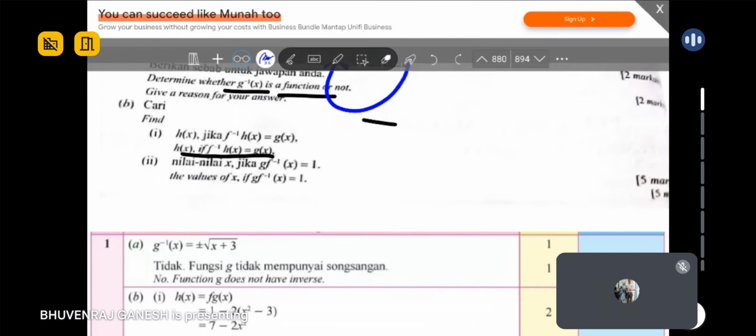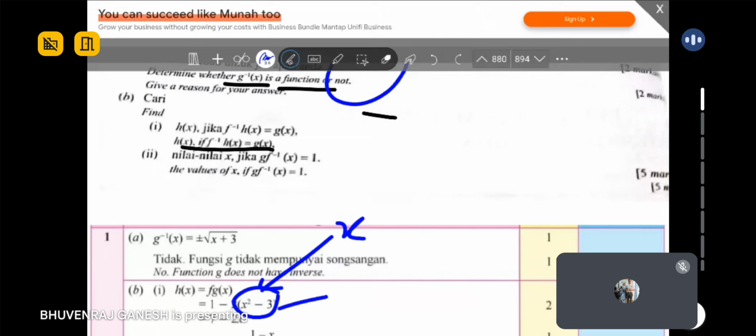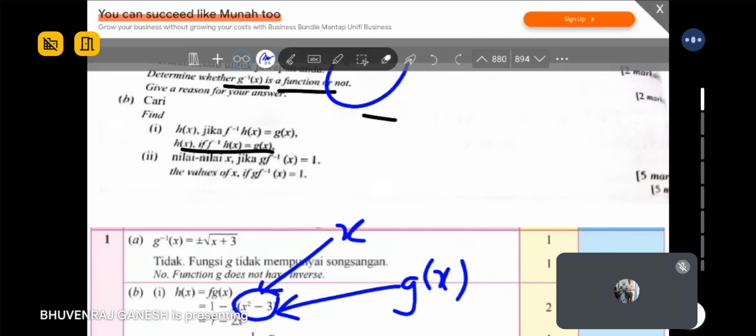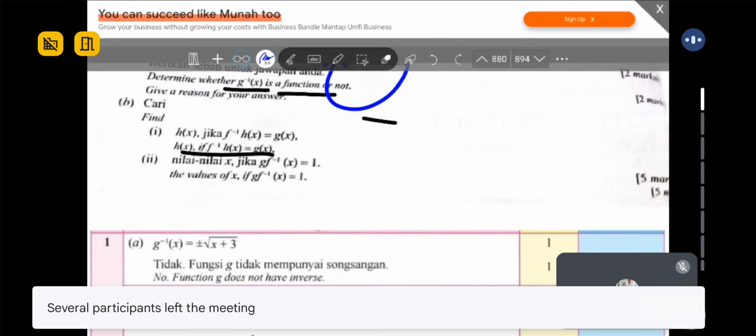So you will have 1 minus 2 times X square minus 3. Asal ni adalah X. So X tukar kepada X square minus 3, sebab GX sama dengan X square minus 3. Then kamu kembangkan dapat jawapan. Get the answer. Are you all clear guys? So 2 markah untuk yang ni. 2 marks. Okay, so next question.